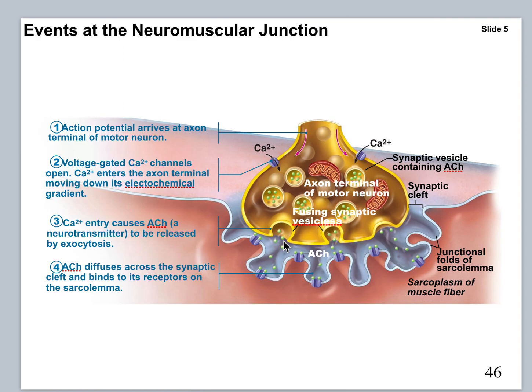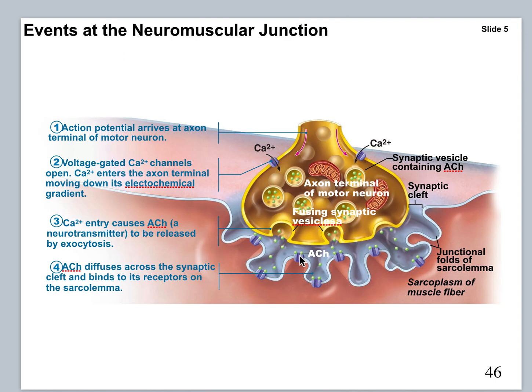Acetylcholine is the neurotransmitter that's involved with this procedure. Acetylcholine then leaks out of these vesicles into the neuromuscular junction. They cross the synaptic cleft. That's basically the space between the nerve and the muscle, and it binds on a receptor on the sarcolemma of the muscle. Remember, sarcolemma is a muscle membrane. Sarco means muscle, lemma is the membrane, sarcomembrane.